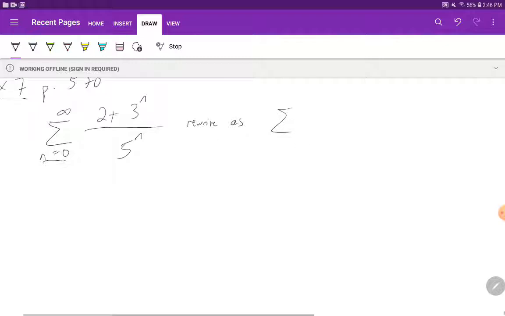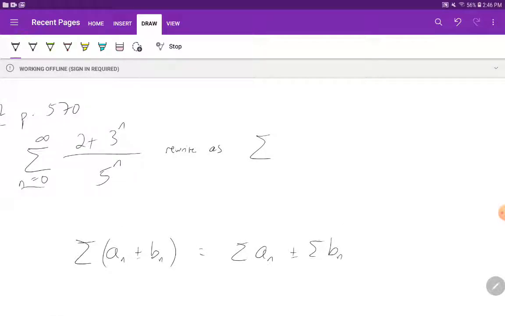It's like saying if I have the sum of a sub n plus b sub n, this is the same thing as the sum of a sub n plus the sum of b sub n. You're allowed to split them up. Addition and subtraction is preserved under series, okay? Kind of with limits. All right, so we can rewrite this as n equals 0 to infinity. And this should look familiar, like with the integrals and stuff. I mean, integrals came from series, right?